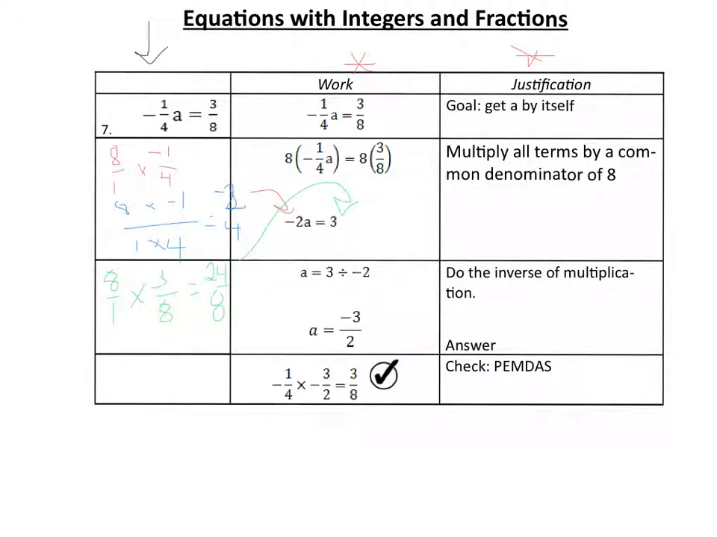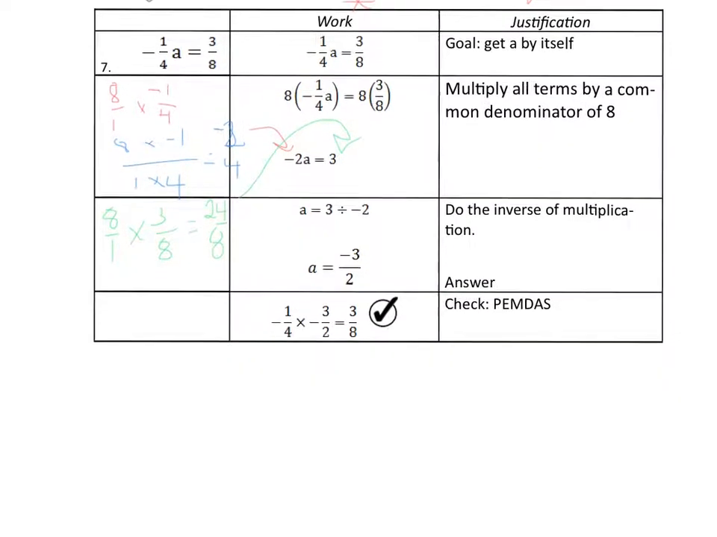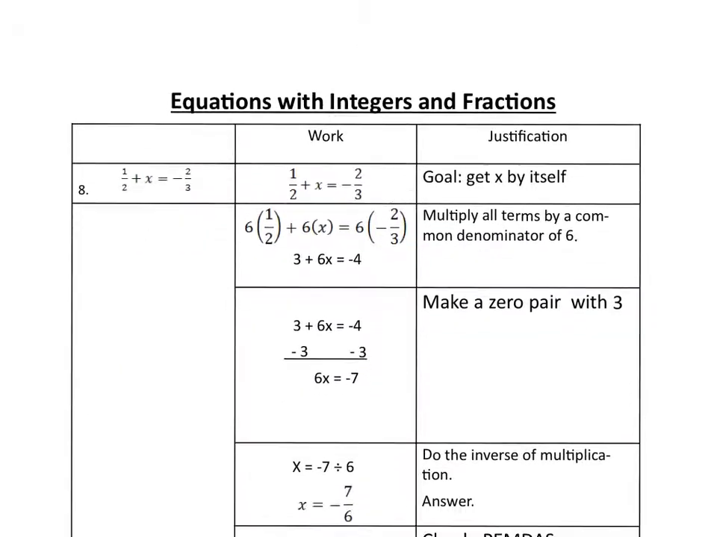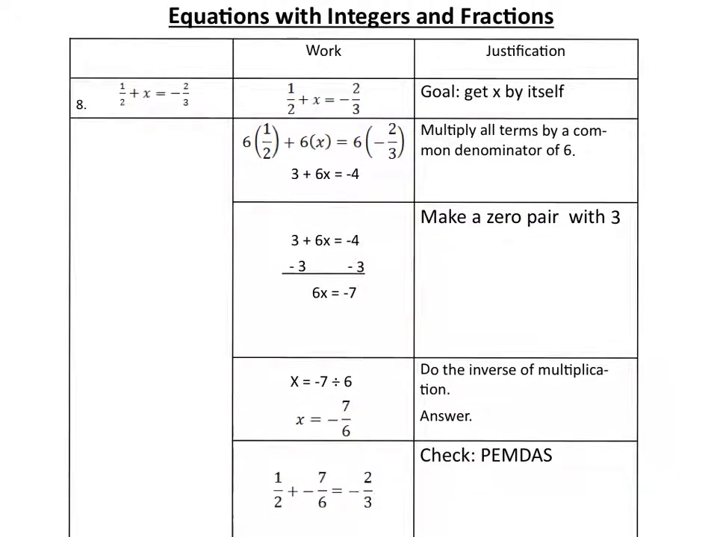Should look pretty familiar. Let's take a look at another example: 1/2 plus x equals negative 2/3. Our goal is to get x by itself. Pretty straightforward. It looks exactly the same as every other goal we've written, because we want to focus on what we're doing in this equation. Our goal is to get x by itself. We do this by multiplying all terms by a common denominator of 6.